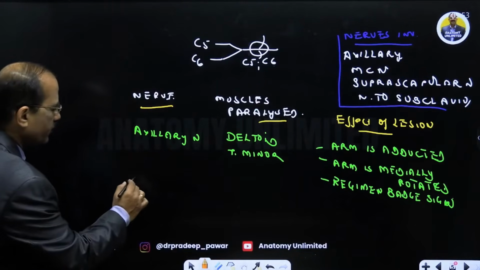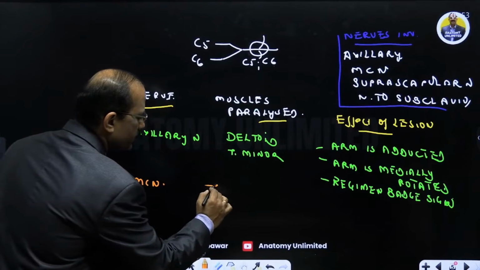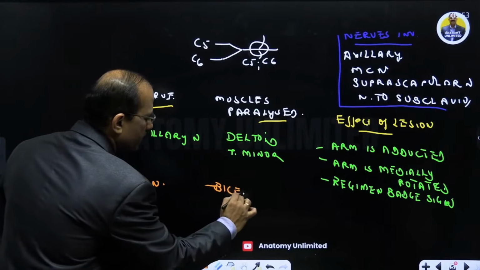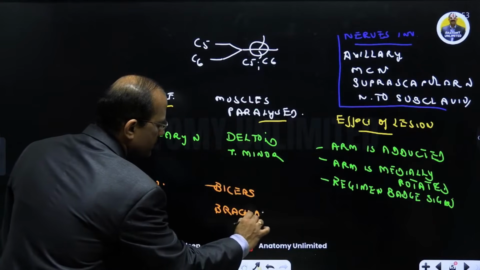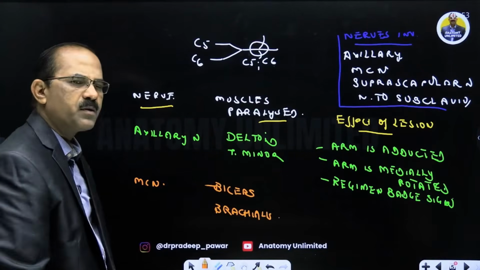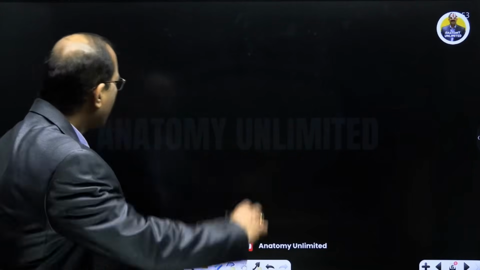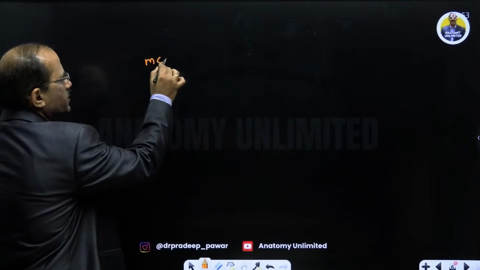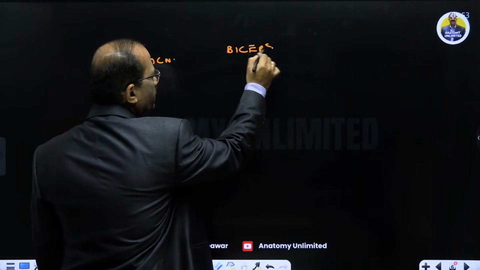The second nerve involved is the musculocutaneous nerve. The musculocutaneous nerve supplies what? Biceps and brachialis. So now you tell me, what is the main action of brachialis? Okay, but I'll just write it here. This is easy. The musculocutaneous nerve supplies the biceps and brachialis.